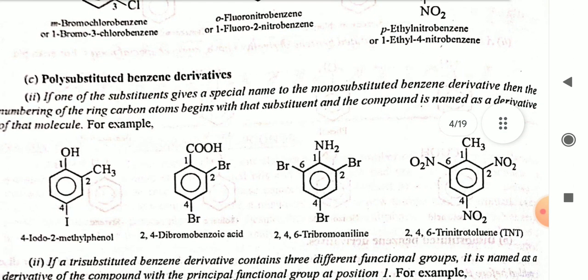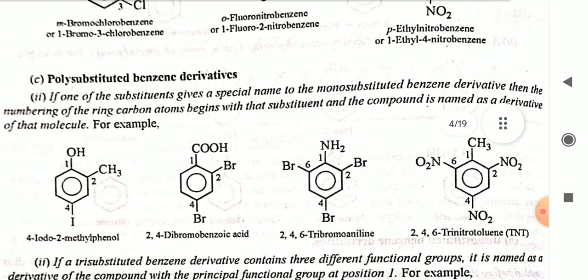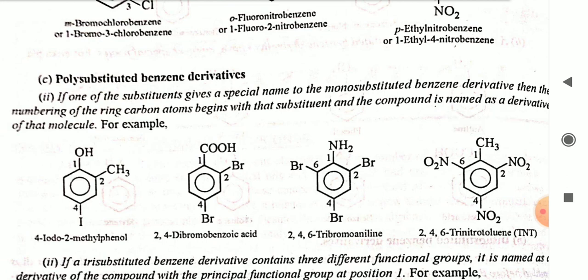C. Polysubstituted benzene derivatives. If one of the substituents gives a special name to the monosubstituted benzene derivative, then the numbering of the ring carbon atoms begins with that substituent and the compound is named as the derivative of that molecule. For example, benzene with OH, CH3 and iodine is named 4-iodo-2-methylphenol. Benzene with COOH and two bromines has the name 2,4-dibromobenzoic acid.